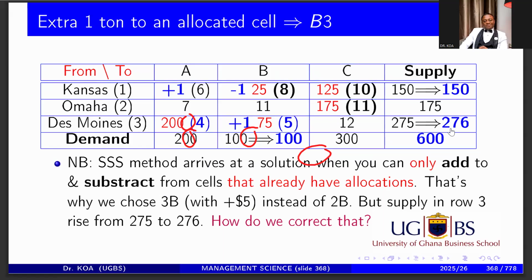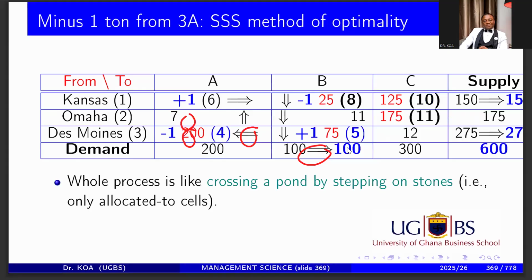Where do you think you will touch to bring it down? Now you should have the obvious work. Where do you think you will touch to bring the 276 down to 275? You touch the 200, that's 4. Exactly. Very good. Okay. So now you're getting the point.